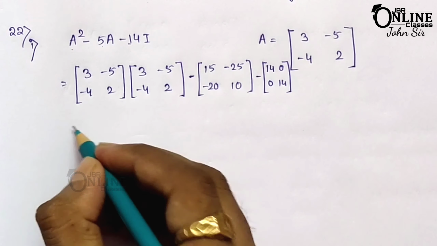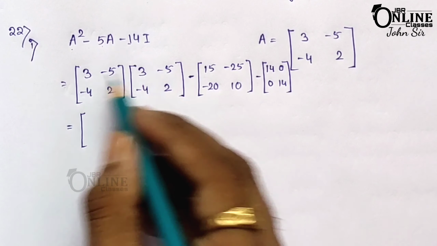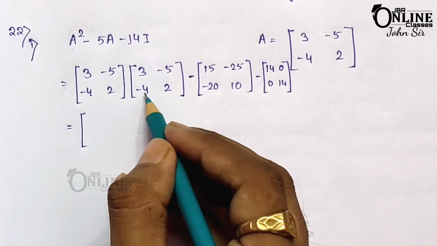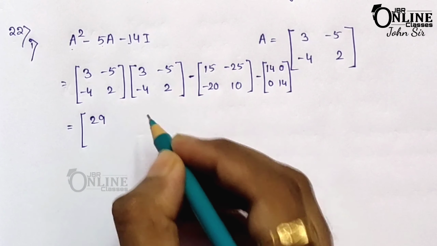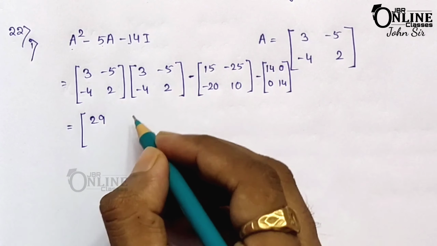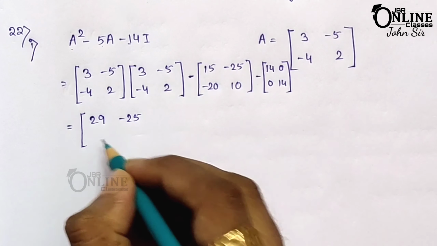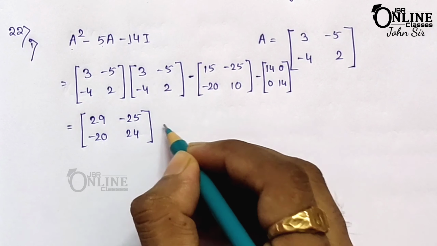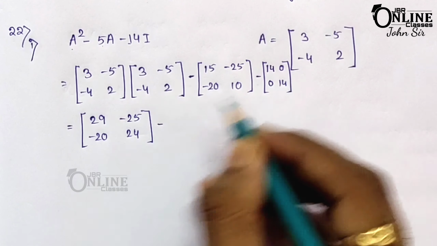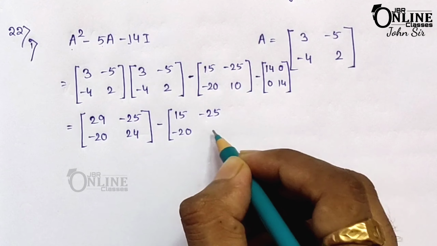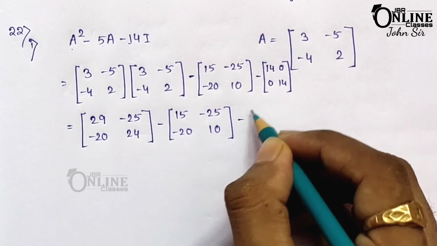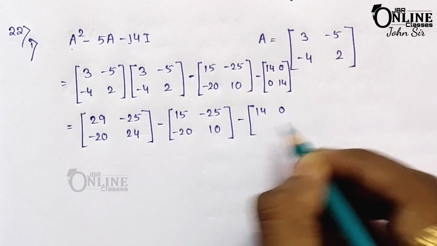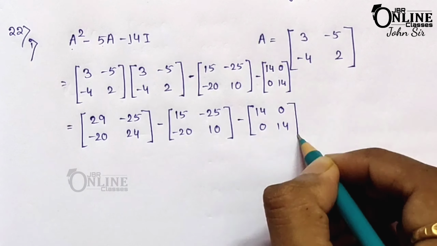So whenever you multiply 3 into 3, 9, then here 5 into 4, 20, that means 29. Then next one will be here minus 15, then minus 10, that equal to minus 25. Third one will be here minus 20 and fourth one 24. Then here minus 15, minus 25, minus 20, 10 and here also 14, 0, 0, 14.